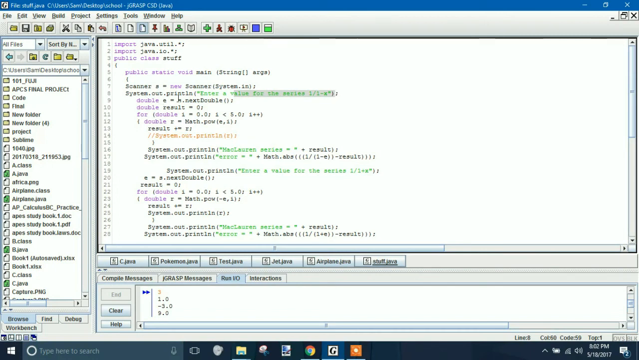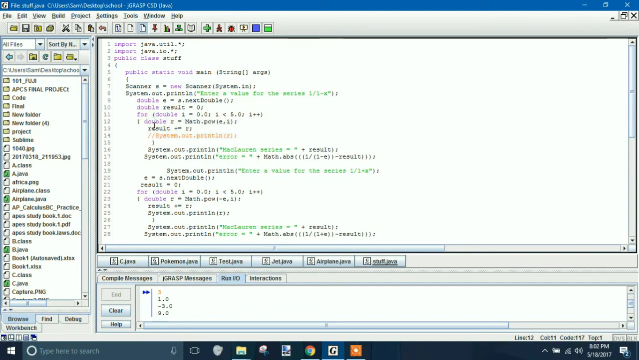It then, using the next double function, stores the number we submit in the variable e, and it creates the variable result, setting it at 0 initially. Next, it runs a for loop from 0 that ends at 5, but the last number it runs with is 4, obviously.